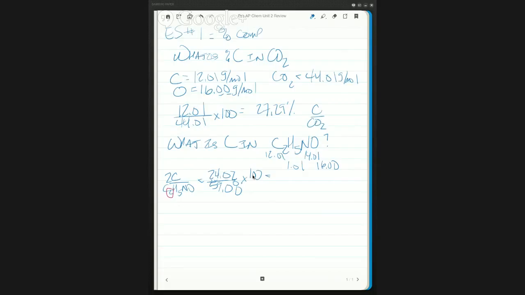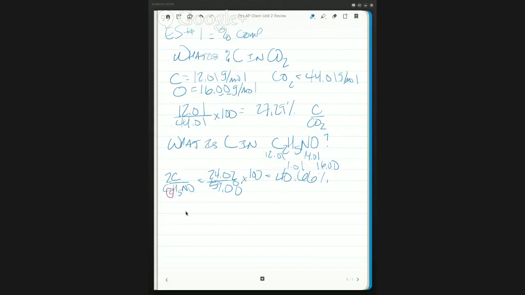24.02 divided by 59.08 and times 100. And that gives me 40.66%. Okay. And that was actually accidentally a really good example to remind you guys, make sure that you add up all the elements for that compound, or the number of atoms in that compound when you do this.